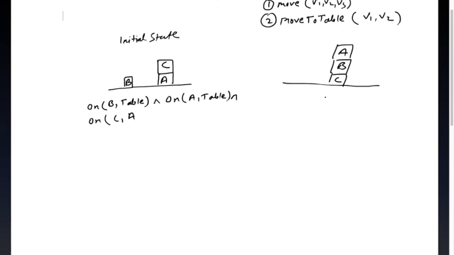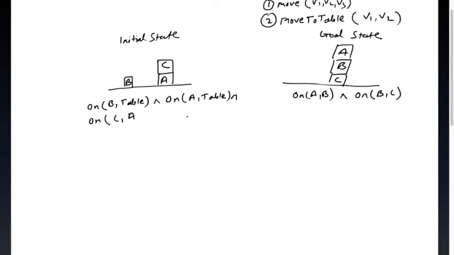Now, what is my goal state? The goal state will be like this. On A B, it means that A block should be on B, and on B C, it means that B block should be on C, right? So this is my goal state. So I have to go from initial state to the goal state.